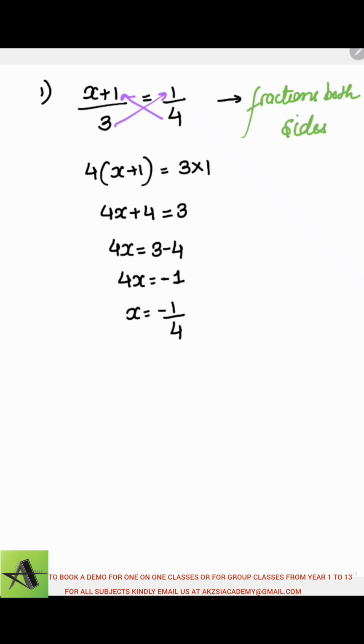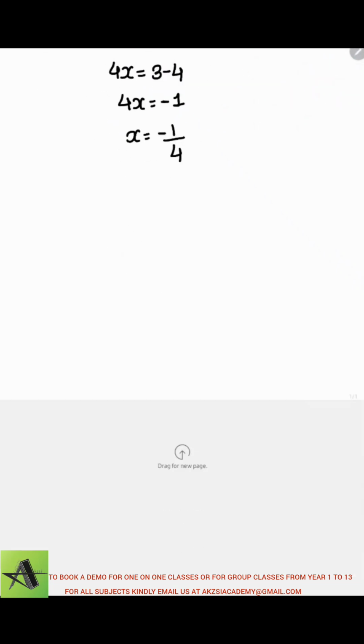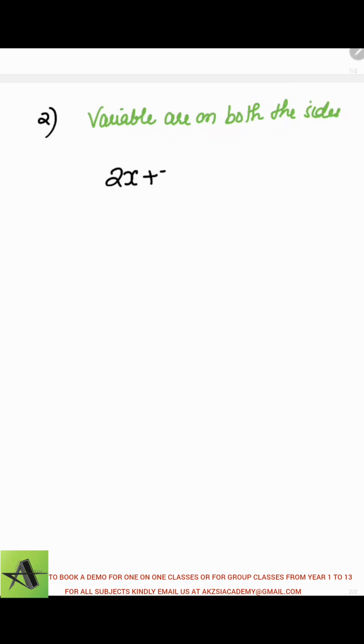The second one will be when you have variables on both the sides. So the second is when variables are on both the sides. The question is 2x plus 7 equals 5x minus 2. You can clearly see the variables are on both the sides.